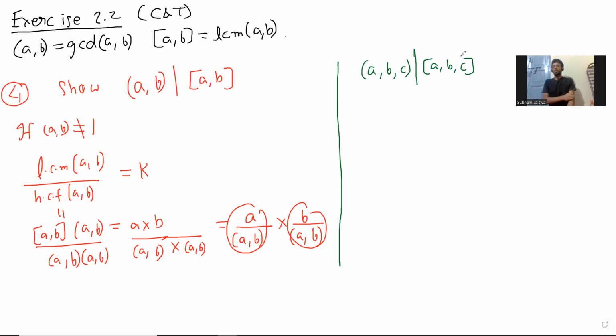Yes, so we have to prove this thing that GCD of A, B, C is, so I should just write show, right? We want to show this. The GCD of three numbers divides the LCM of three numbers. Let's see, can we use the same method or do we need to?